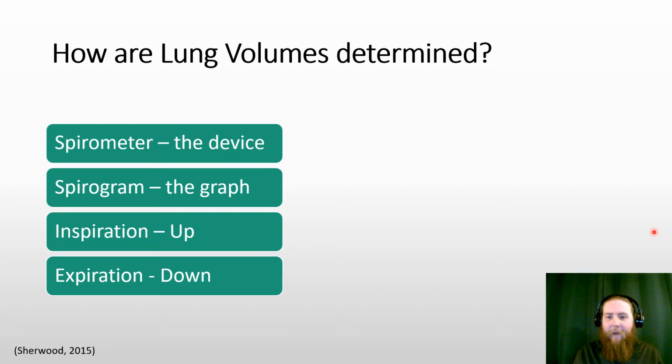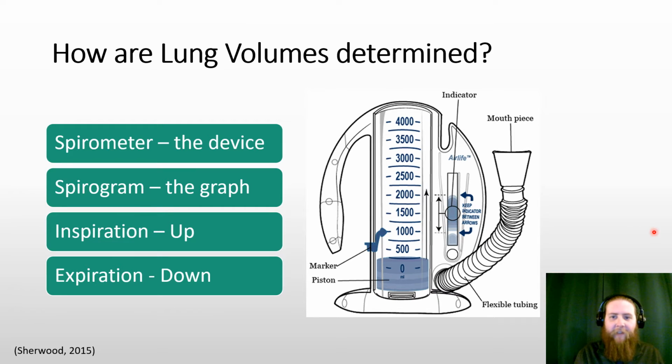All right, now let's talk about how lung volumes are determined. The device that is used is called a spirometer, and it looks something like this. It has a flexible tubing. It has a mouthpiece. There's an indicator here. There's these kind of volume gauges here. There's this little marker here and a piston.